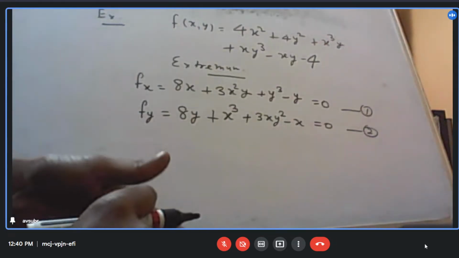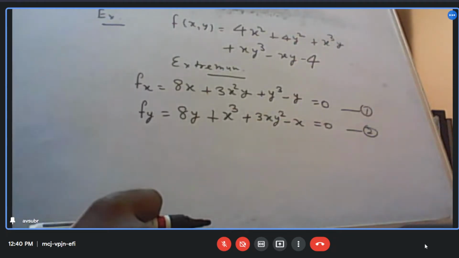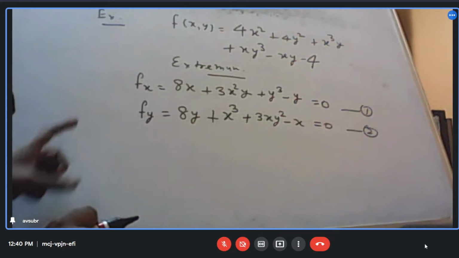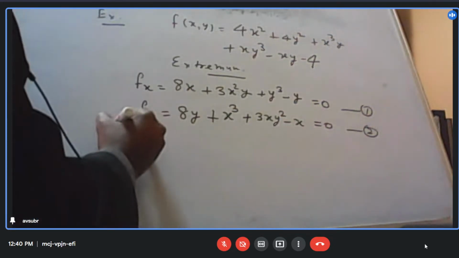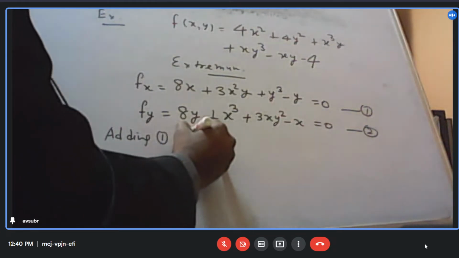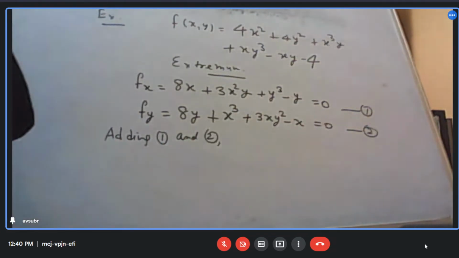This is 4. So this is what we will get. Now, in order to find out x and y, we add equation 1 and equation 2.